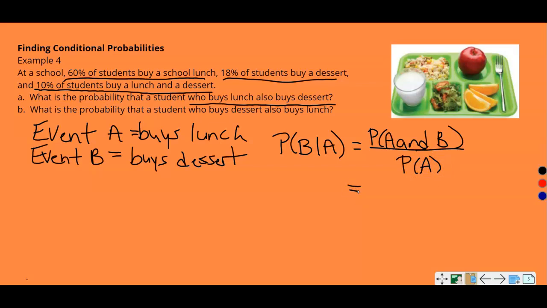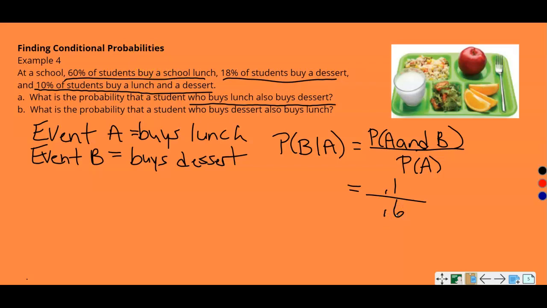All right, so the probability of A and B. Again, it says 10% of students buy a lunch and a dessert. So who buys lunch also buys dessert, that's what we're looking for. So A and B is buys lunch and buys dessert, and on top we can put 0.1, since 10% is the same as 0.1. And then the probability of A. Event A is buys lunch, and if we look up here, buys lunch is 60%, which is the same as 0.6.